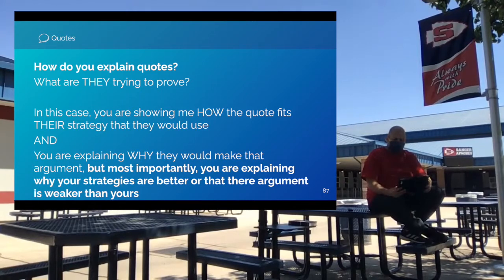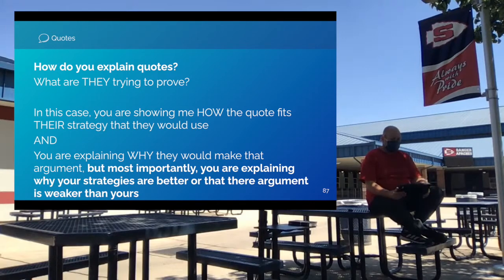Okay, now explaining the quote is again a little different than the normal body paragraphs, because you're talking about what they are trying to prove. What is it that the other side is wanting to prove in that quote? So you're going to show me how the quote fits their strategy that they would use. So again, if they're talking about pathos, how would this quote fit into pathos? How would this strategy fit into their argument?